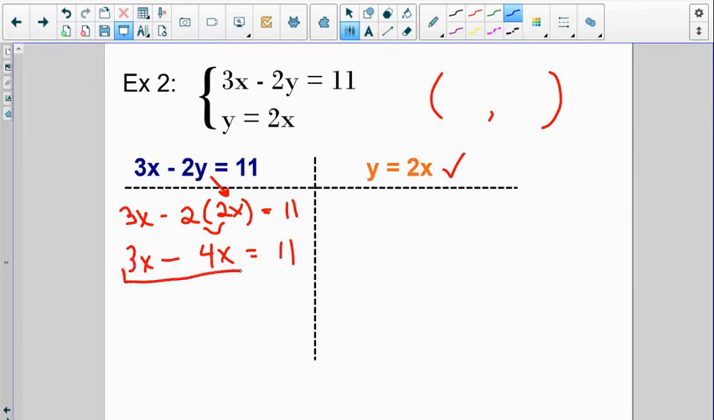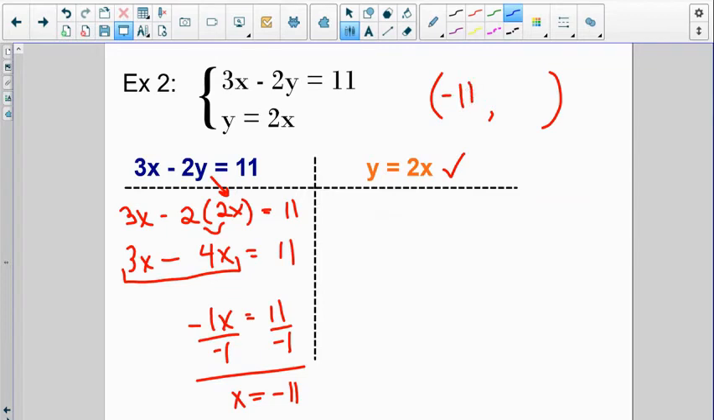So it looks like I can combine my like terms. They're on the same side of the equation. So I just subtract 3 minus 4 is negative 1. So 3x minus 4x is negative 1x. Bring down the equals 11. And then I want to divide to undo the multiplication. And I get x equals negative 11.